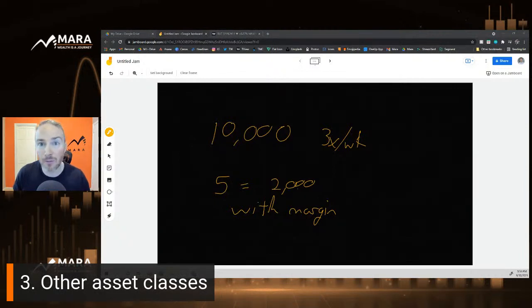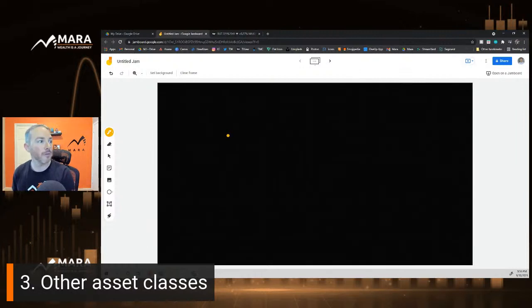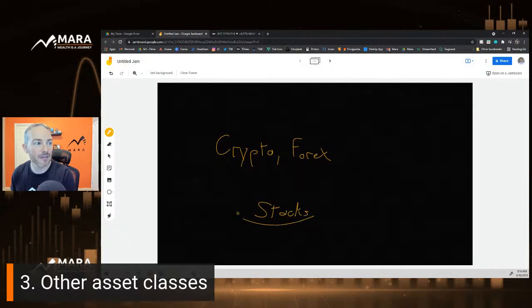Number 3 was other asset classes. Again, with other asset classes, crypto, forex, basically anything that is not stocks does not fall under the PDT rule.